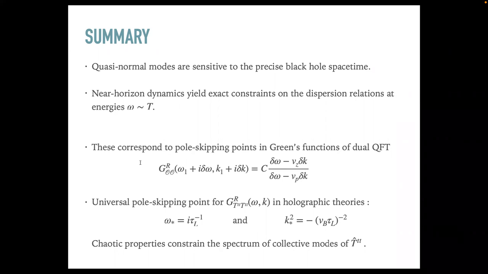Now, in a big class of theories with a gravitational description, we find there's always a pole skipping point in the two-point function of the energy density, whose location is given just by tau L and VB, which parameterize the chaotic growth and decay of four-point functions. The interpretation is that this chaotic growth and decay is really all controlled by dynamics of the energy density. Conversely, if we know the chaotic properties, that constrains the spectrum of collective modes of energy density. They're not really independent things.